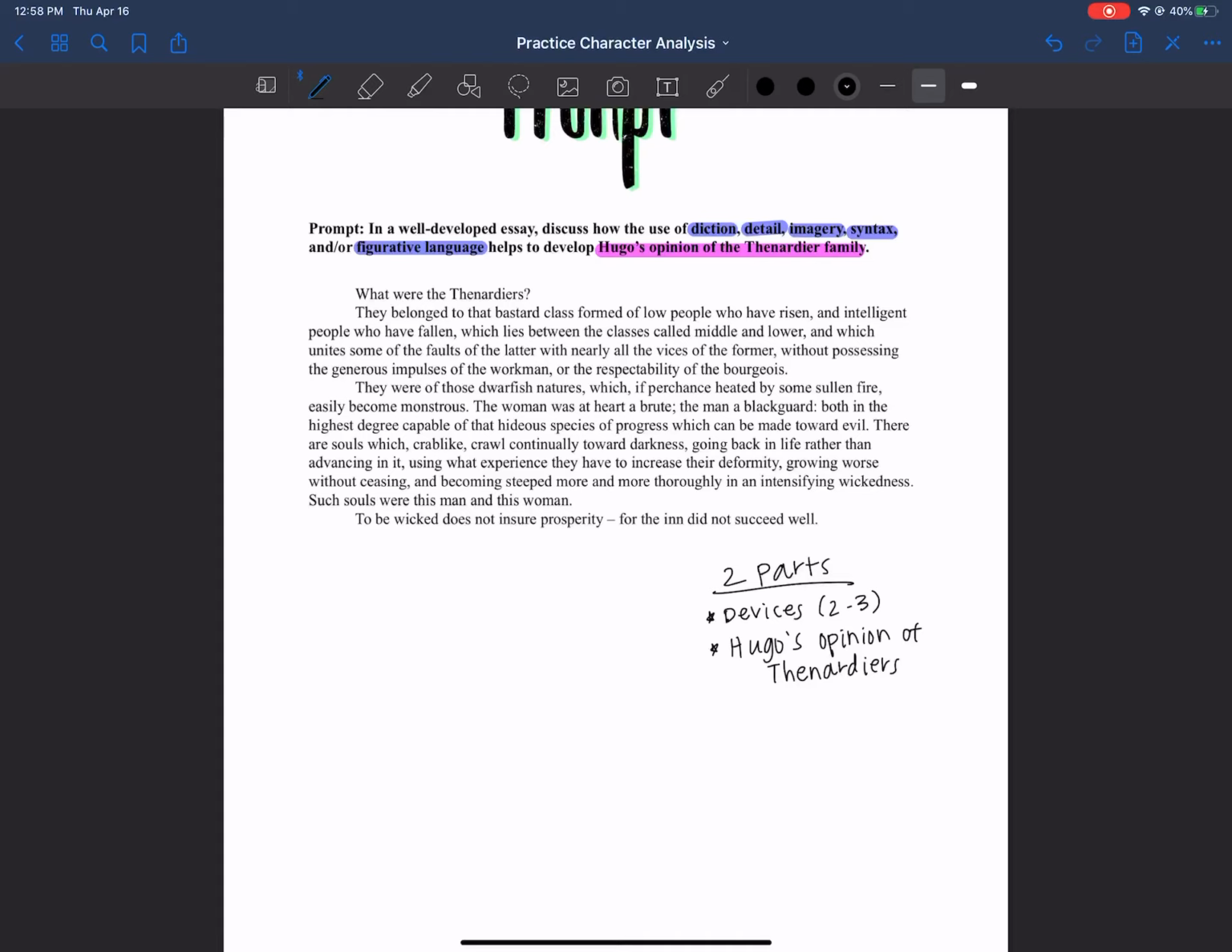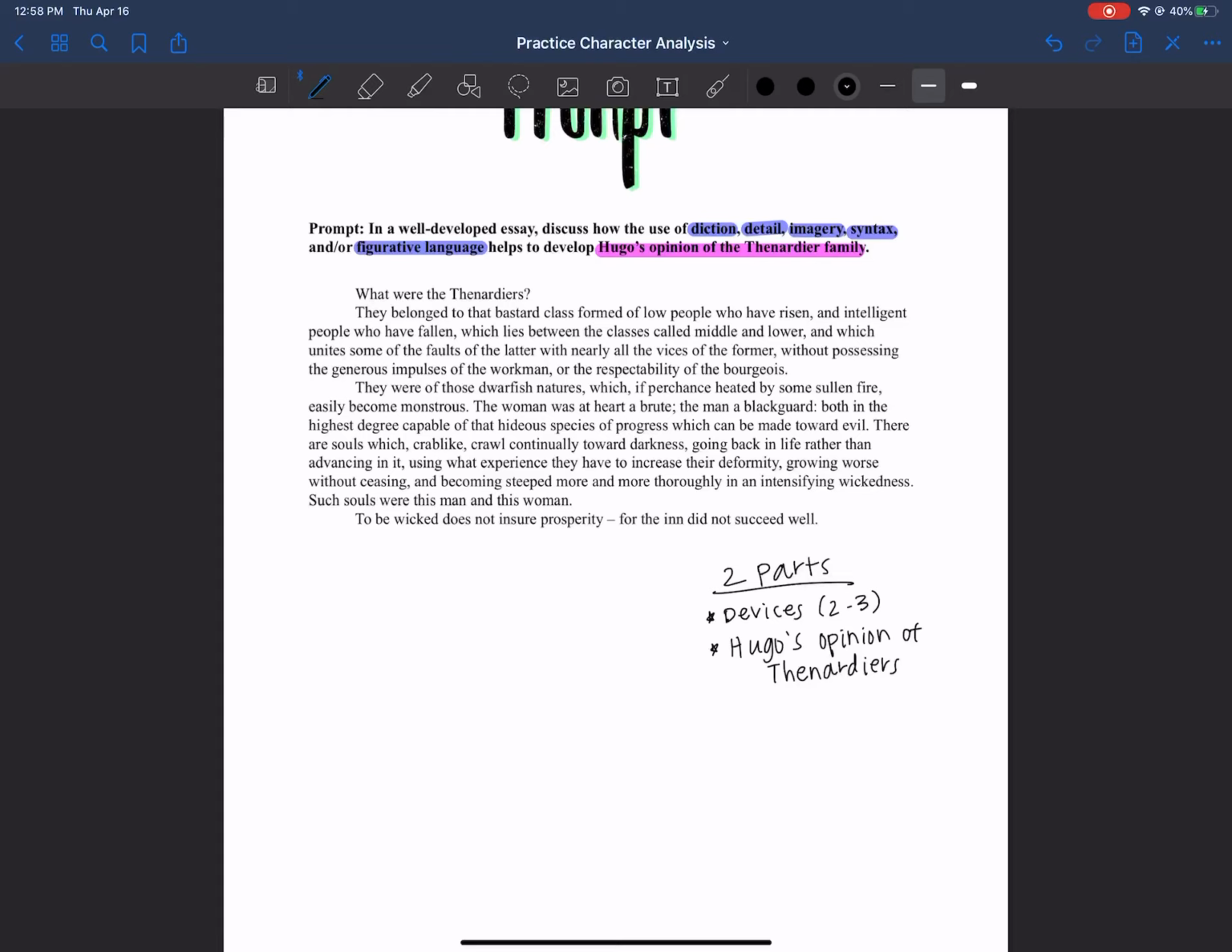What were the Thénardiers? They belonged to that bastard class formed of low people who have risen and intelligent people who have fallen, which lies between the classes called middle and lower, and which unites some of the faults of the latter with nearly all the vices of the former, without possessing the generous impulses of the workman or the respectability of the bourgeois. They were of those dwarfish natures which, if perchance heated by some sullen fire, easily become monstrous. The woman was at heart a brute, the man a blackguard, both in the highest degree capable of that hideous species of progress which can be made toward evil.